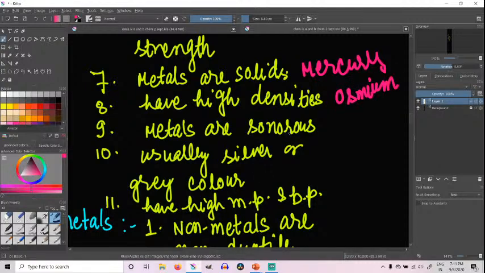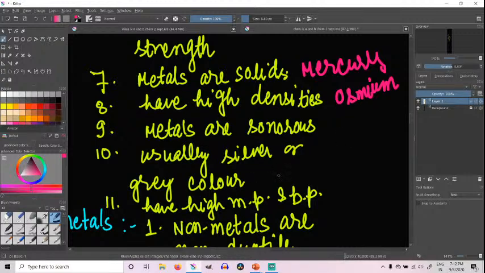And metals are sonorous except lead. Lead is non-sonorous. All other metals are sonorous. Sonorous means when they are hit with a heavy object, they are going to produce sound, right? So metals are sonorous except lead, right?